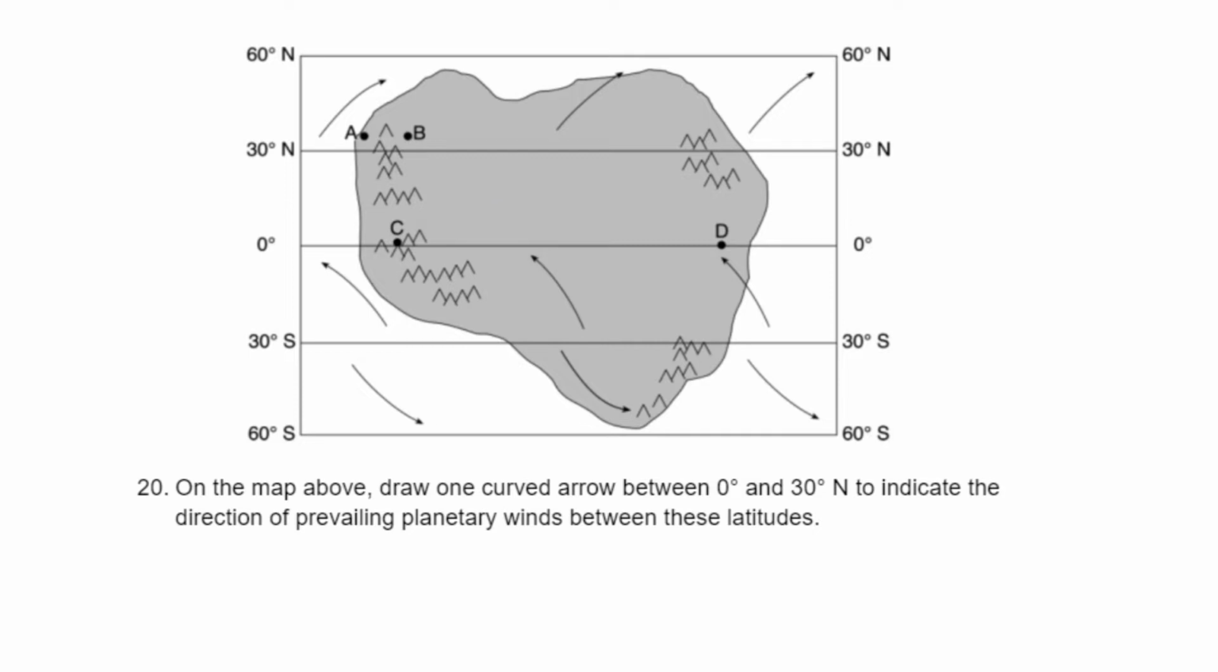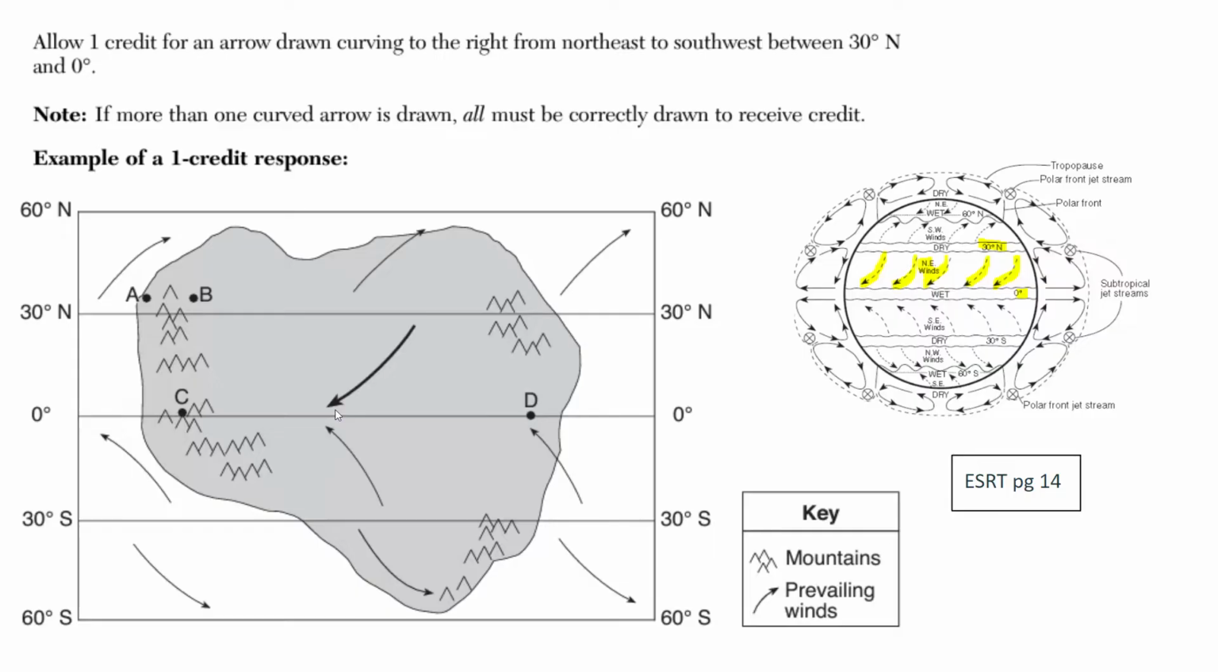Your answer should look something like this. So notice that this is between 0 and 30-degree north latitude. And if we look at our reference table, page 14, we see that between 0 and 30-degree north, the arrows are pointing towards the southwest. And they're called northeast winds because they're coming from the northeast. So just draw an arrow going towards the southwest, coming from the northeast.